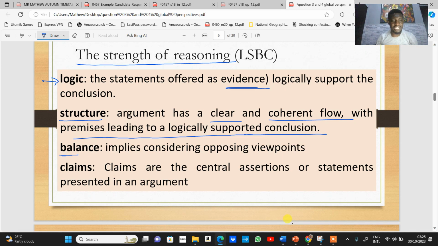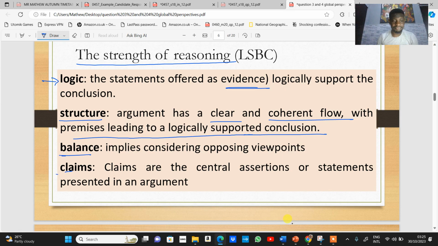Then you look at balance. Do they consider opposing viewpoints? Is there a counter argument? If there is none, then it is a weakness. As a result, it affects the reasoning. So their reasoning should look at opposing points of view. They should look at different viewpoints. At that point, that is when they look at the different interests.